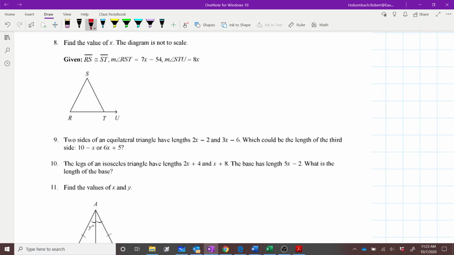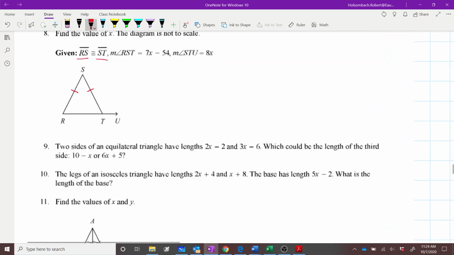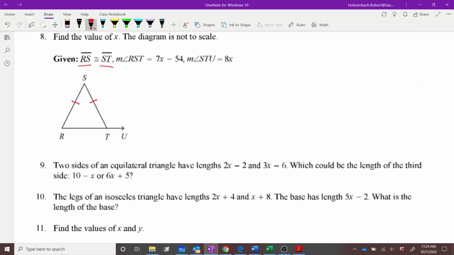Alright, in number 8, we're going to find the value of x. Diagram's not to scale. RS is congruent to ST. So RS is congruent to ST. That gives us an isosceles triangle. The measure of RST, this angle up top, is 7x minus 54. The measure of angle STU is 8x.